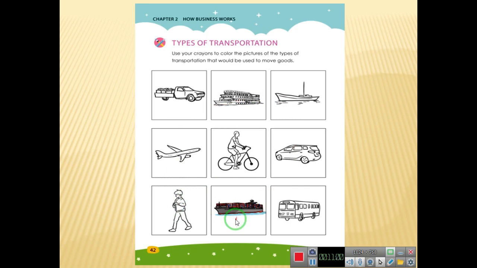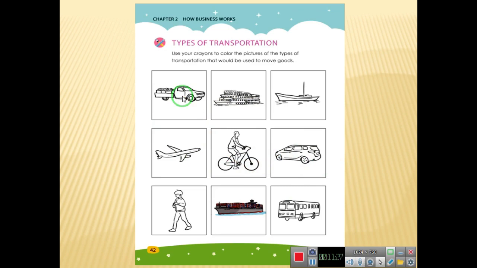Let's look at this picture. This is a picture of a cargo. A cargo is used to move goods. So, we colored the cargo. I want you to look at the pictures again and color. You should color the pictures that have the type of transportation that may move goods.